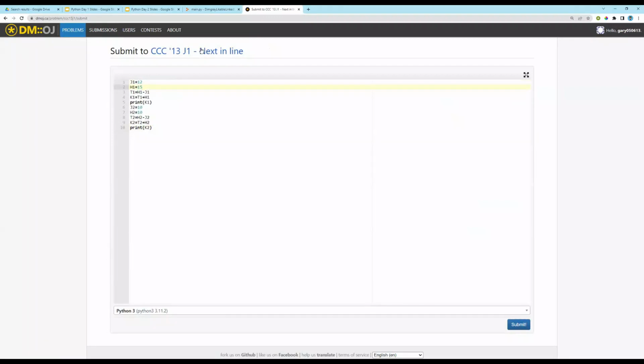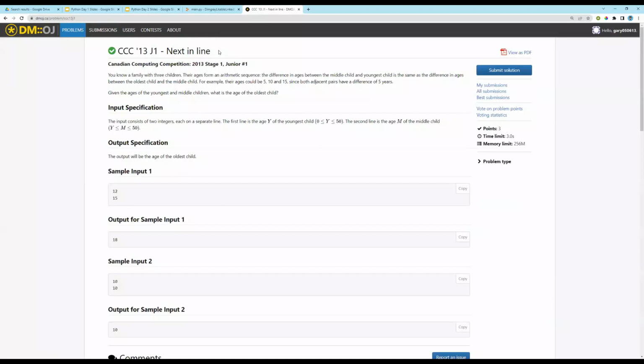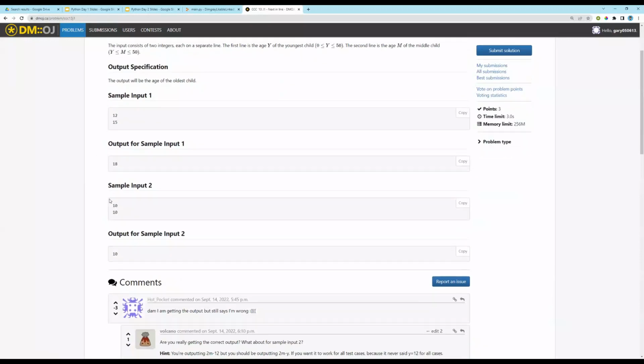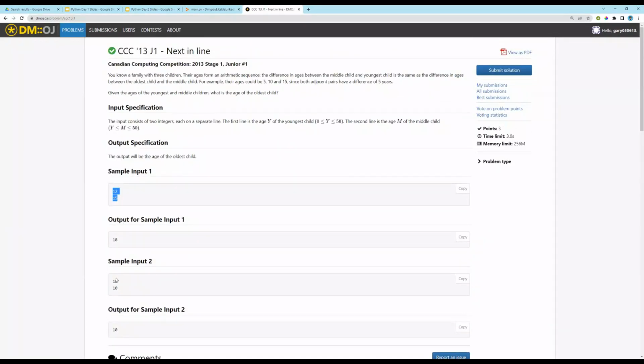Yeah, so your logic is definitely correct. But how the judging system works is that these two are just example inputs and outputs. They're just an example of what might happen if you are given these two inputs. But realistically, the judge is judging you against an unknown set of data. It will give you completely random numbers. They will not give you 12 and 15. It will give you some random numbers.